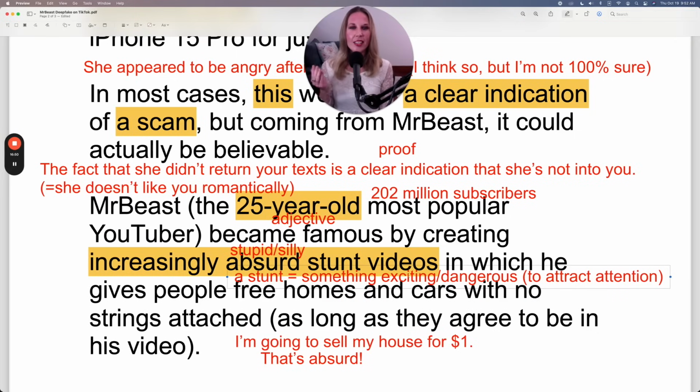A stunt is something that's either exciting or dangerous, and it's done usually to attract attention. Action movies, there are a lot of stunts. There's a lot of dangerous scenes, explosions, people jumping off buildings. Those we would call stunts in an action movie. But it can also be something that's just very exciting. To attract attention, of course, MrBeast selling a house for $1, which he has done.